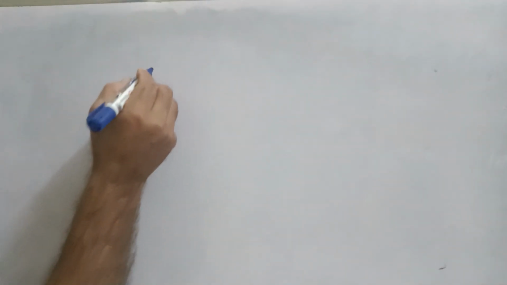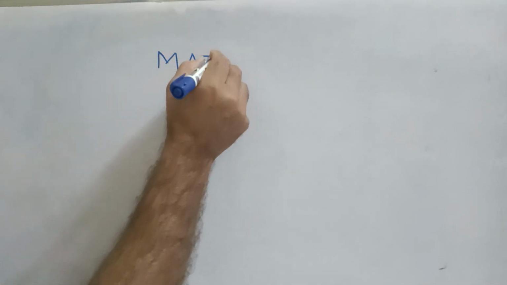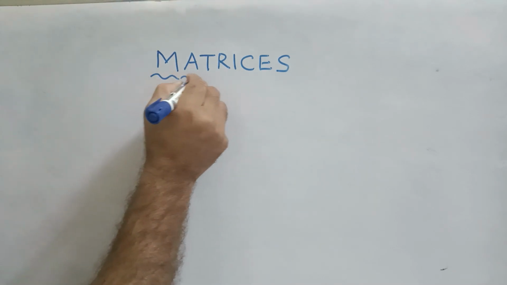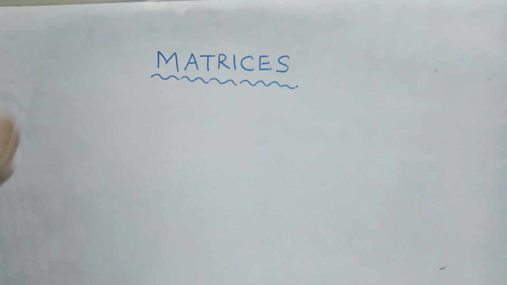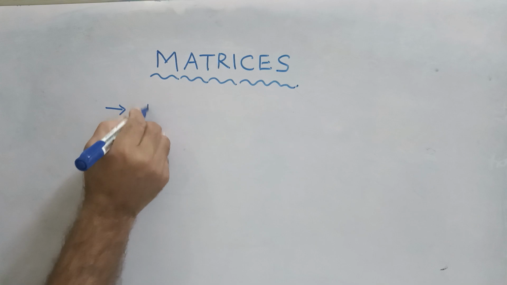In today's presentation, I am going to explain another beautiful topic from Engineering Mathematics 1, especially for diploma holders, that is matrices. Very important topic. This is a very important chapter, and you will get a number of questions from this chapter. Under this particular topic, we are going to see what is a matrix.